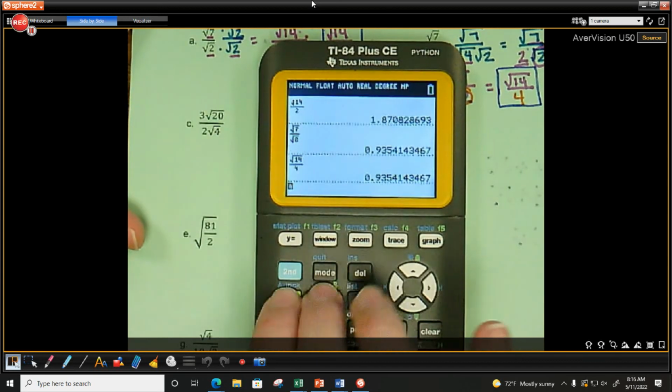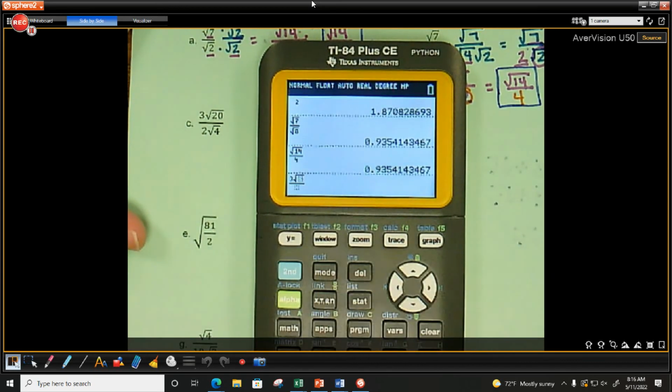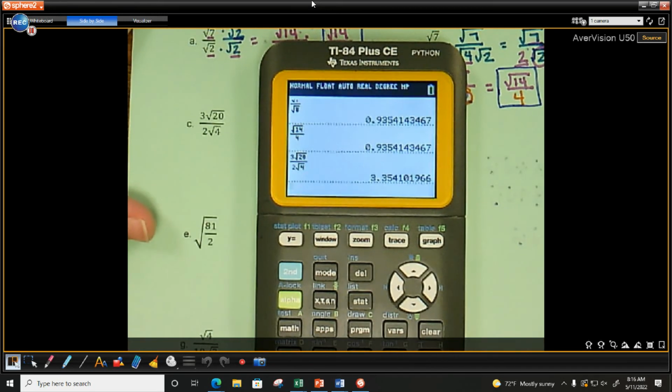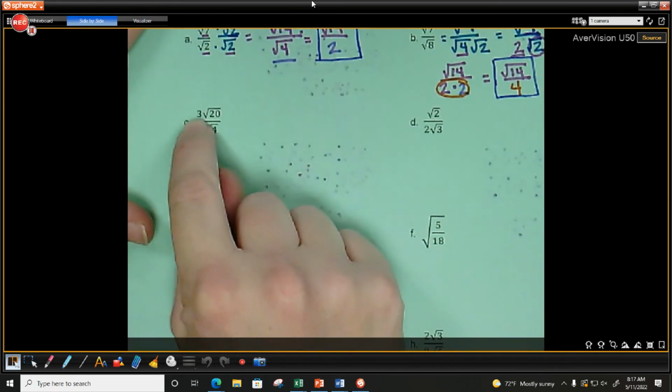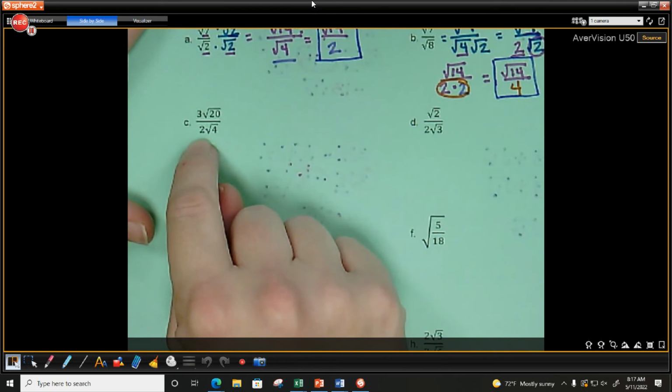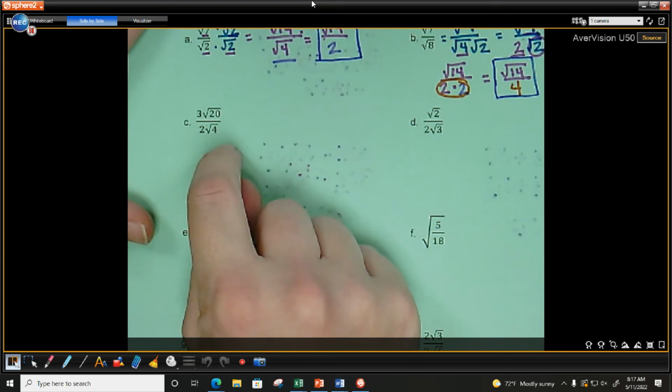Go to your calculator. And I get an ugly decimal. Okay? Now, can I simplify 3 over 2? No. Can I simplify 20 over 4? Yeah. Okay, so I'm going to leave it 3 over 2. Can't simplify that.